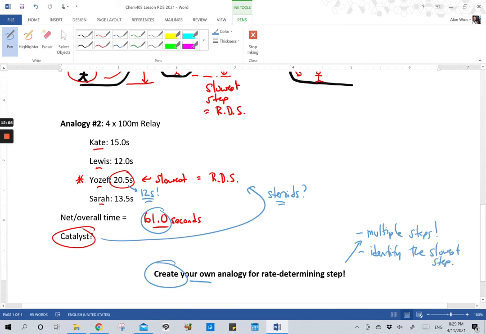You can look at things from your daily, everyday actions, like getting ready for school in the morning. A lot of people have used analogies in terms of baking or cooking, even doing your hair. So there's a lot of choices out there. I just want you to create your own analogy for future use.